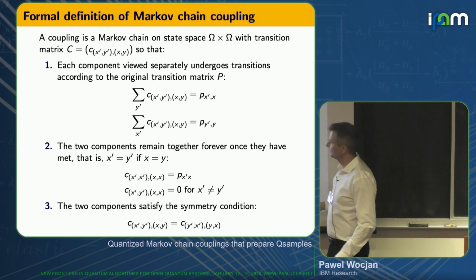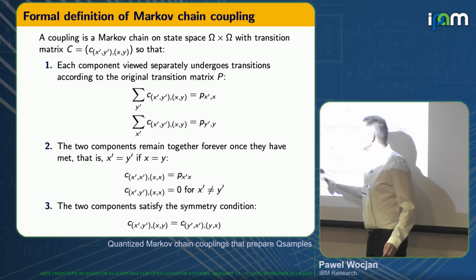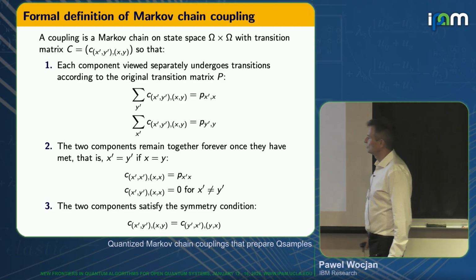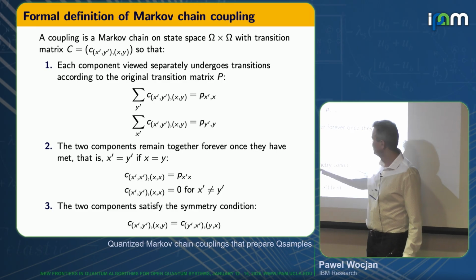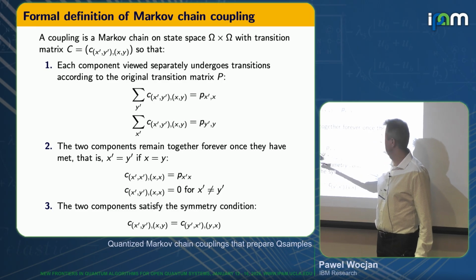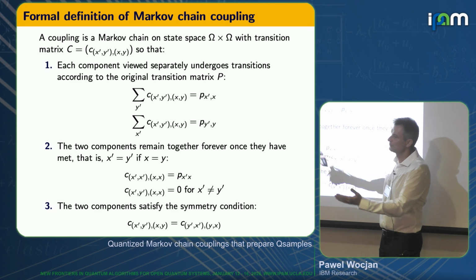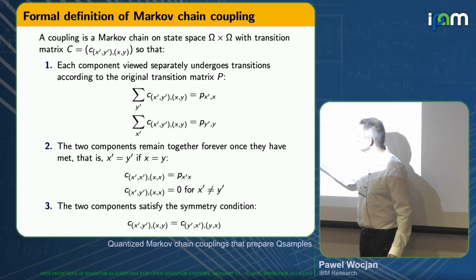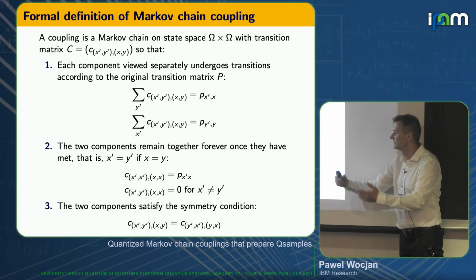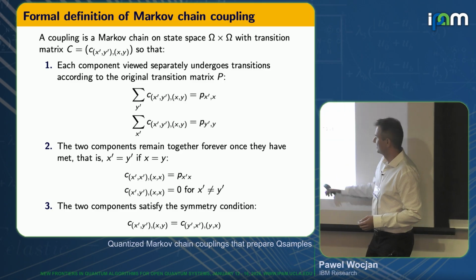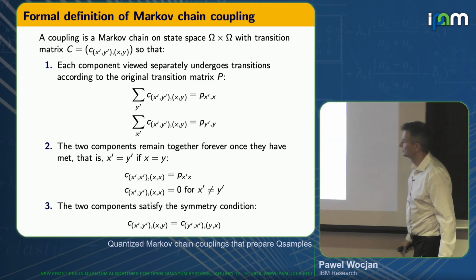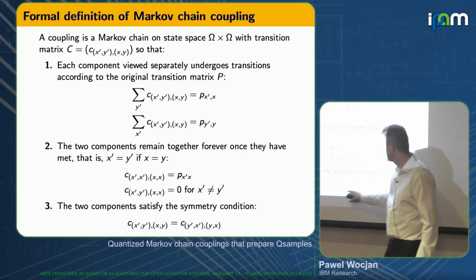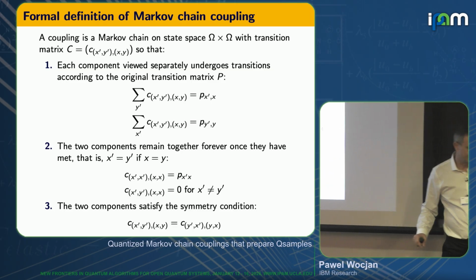Okay, and the other important thing is that the two components remain together forever once they have met. So what this means is that if Alice and Bob are at the same spot, and then they both make some random move, they're going to be together in the next time step. So they cannot go to different locations, and then we also want to have this symmetry condition.